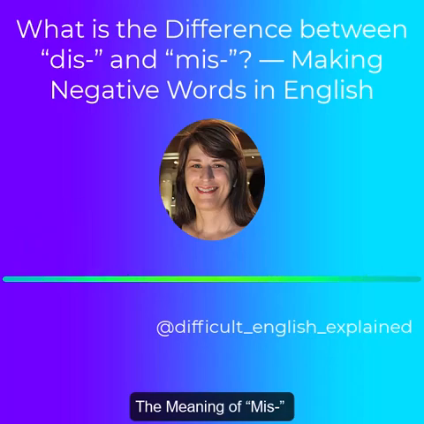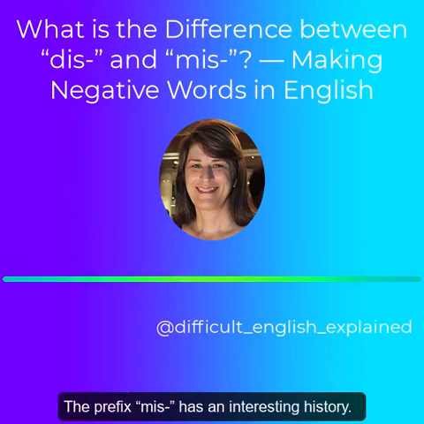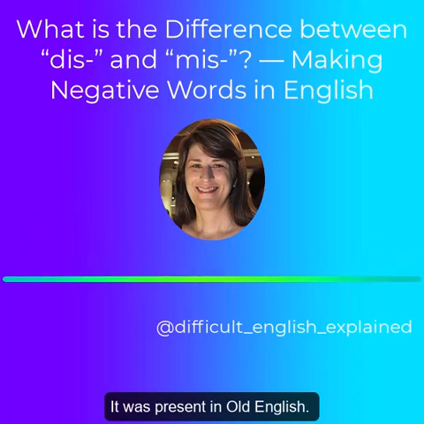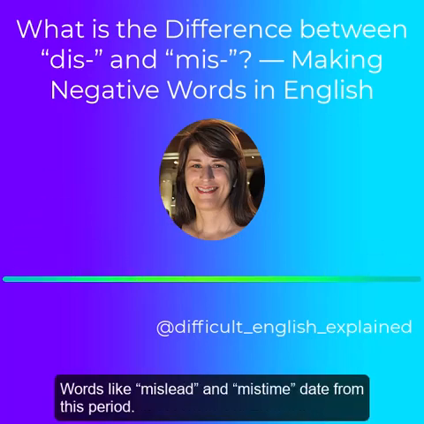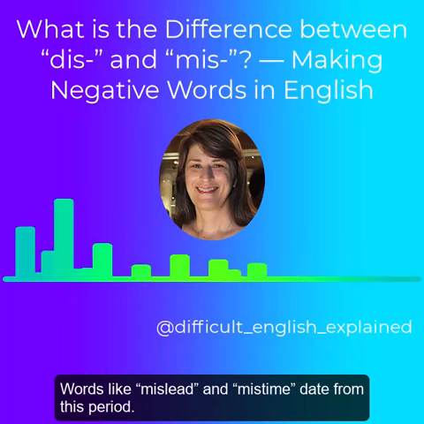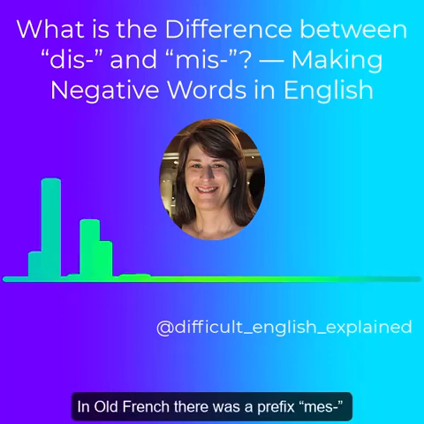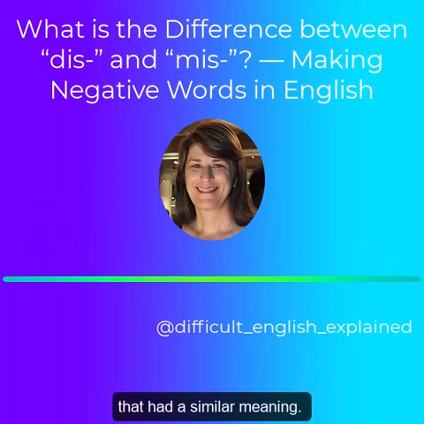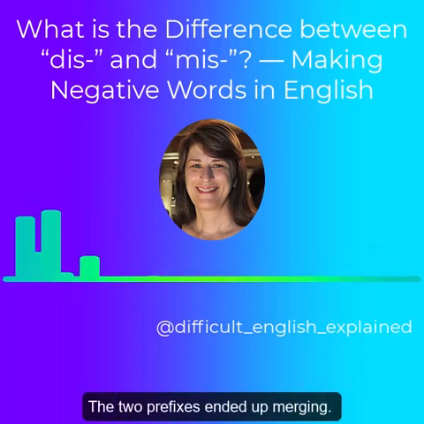The meaning of miss. The prefix miss has an interesting history. It was present in Old English. Words like mislead and mistime date from this period. In Old French, there was a prefix mais that had a similar meaning. The two prefixes ended up merging.